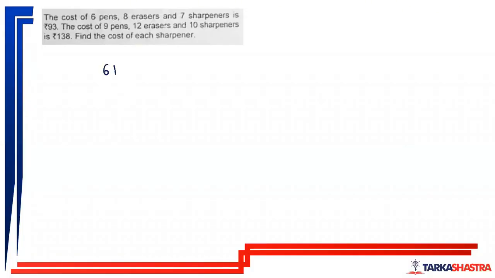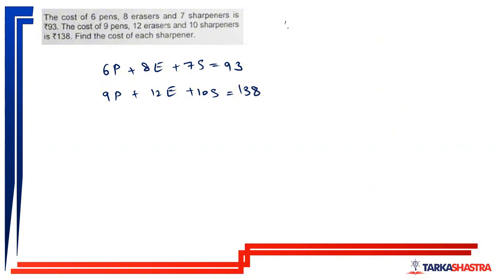Cost of 6 pens, 8 erasers, and 7 sharpeners is 93. Cost of 9 pens and 12 erasers and 10 sharpeners is 138. They are asking us to find out the value of sharpener. Can we find out the value of pens? No. Can we find out the value of eraser? No. Why? Now let's see. Can we find out the value of sharpener? Yes.